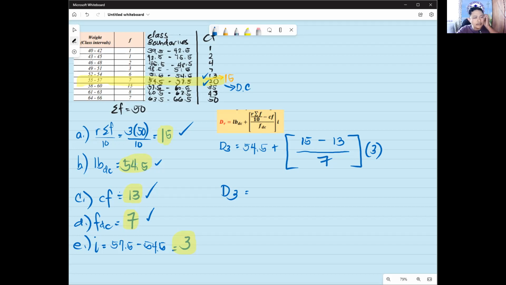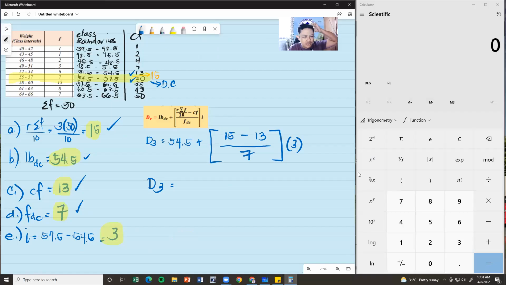Okay, alin kaya ang tamang sagot? We have two versions of answers here. Let's wait for the rest. Tignan natin, let's see who will get the most common answer. Okay, thank you so much. Tingnan nga natin, how did they solve this?